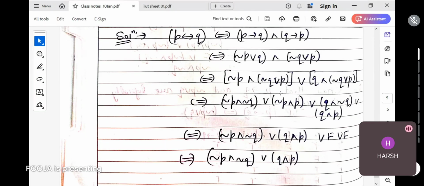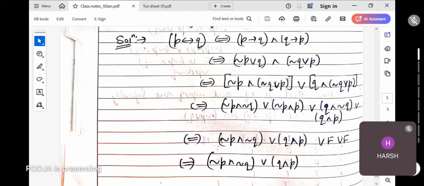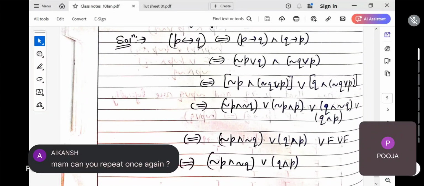Negation P union Q, union P. I have applied it from left to right. You can apply it from right to left as well. In that case, you will treat the first bracket as a single one, and then the second, and then the third one. So this negation P join Q will be your first bracket, negation Q will be your second term, and P will be your third term. You will get the same result. Any other thing?